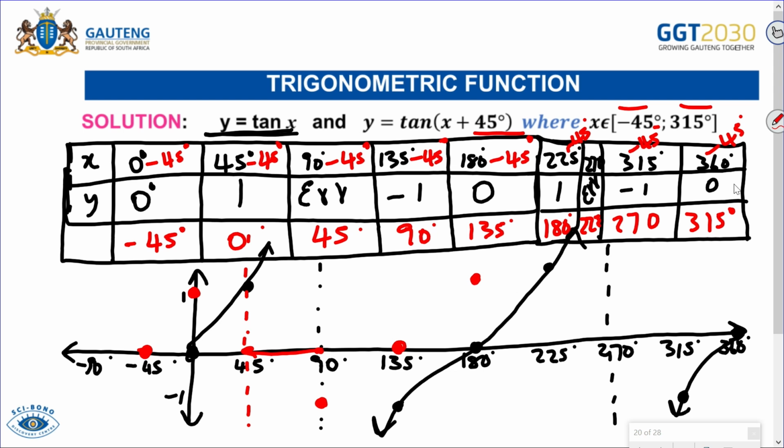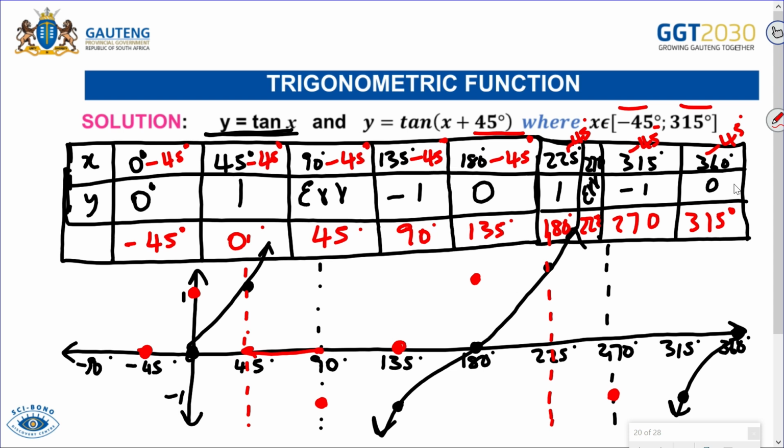And then at 225, you are going to have undefined. So now you have your asymptote at 225. Okay, and then at 270, you have negative 1 here.